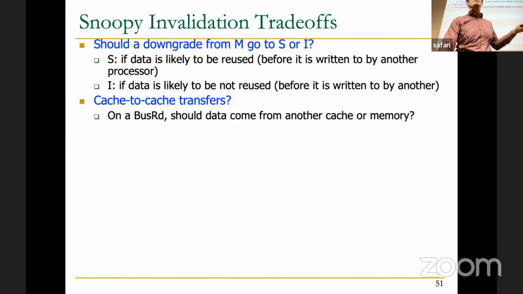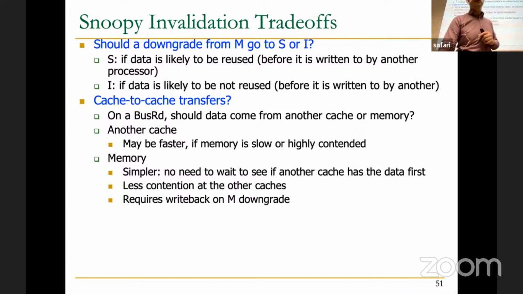This is a similar issue like we discussed with directory-based protocol. Another cache may be faster if the memory is slow or highly contended. So you can think about now, even in a bus-based protocol, getting the data from another cache may be faster because there may be a lot of contention on the memory controller, right? If you get it from memory, it's simpler. There's no need to wait to see if another cache has the data first, and there could be less contention on other caches. But this requires a write back on M downgrade.